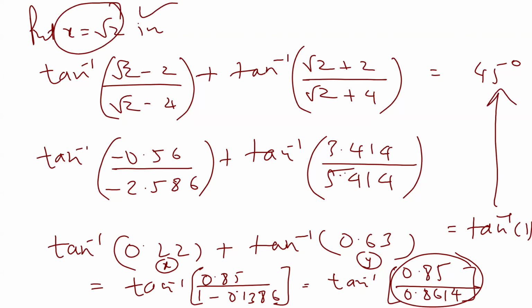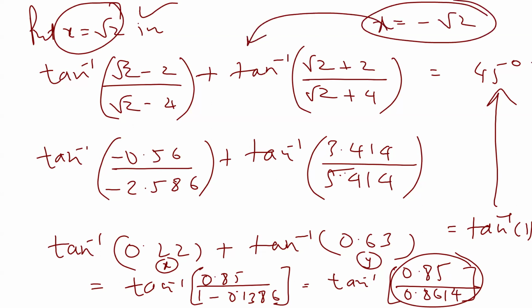Now, x is equal to root 2 is one of the possible answers. What you can do is also put x is equal to minus root 2 in this and check whether you're getting 45 degrees or not. If you are getting 45 degrees, then minus root 2 is also one of the answers. Okay. So this is question number 21. We'll proceed with question number 22.